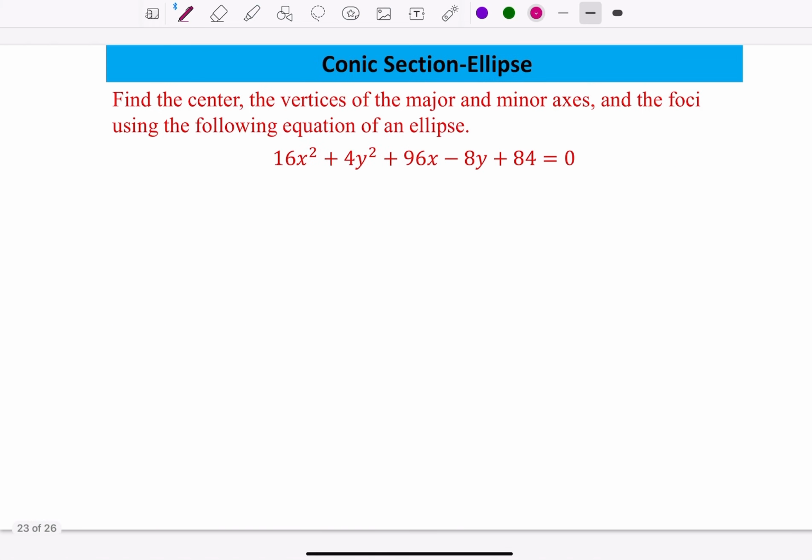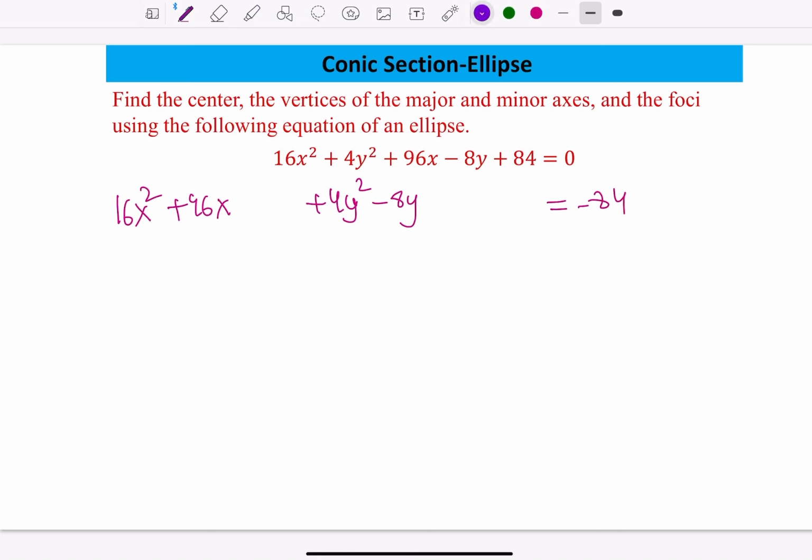Let's see another example. Find the center, vertices of major axes, vertices of minor axes, and foci using the following equation. Now, this equation is not given in very nice shape and form, so I will have to complete the square to put it in the nice shape and form. So let's go ahead and get the x terms together, close to each other, and y terms close to each other, and move the constant to the other side.